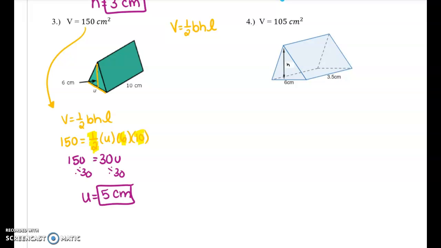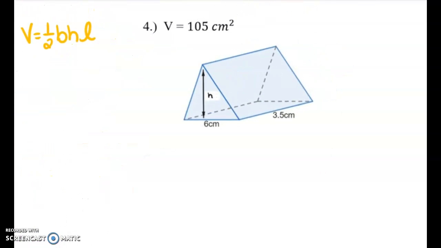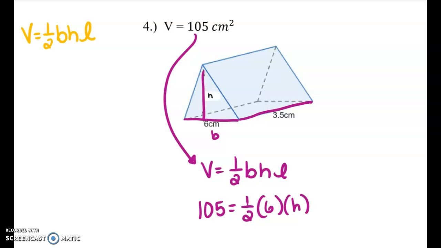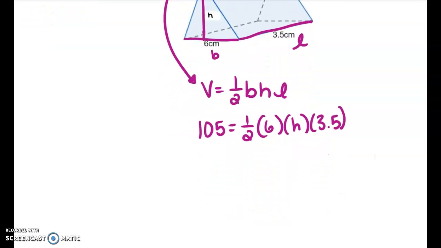The only difference here is that with the triangular prisms, you want to make sure that you use the 1/2. All right, so for this one, volume equals 1/2 base height length. Volume is 105. So 105 equals 1/2, base is 6, height I don't know, length is 3.5. Multiply everything I know together: the 1/2, the 6, and the 3.5. In my calculator, 0.5 times 6 times 3.5 gives me 10.5.